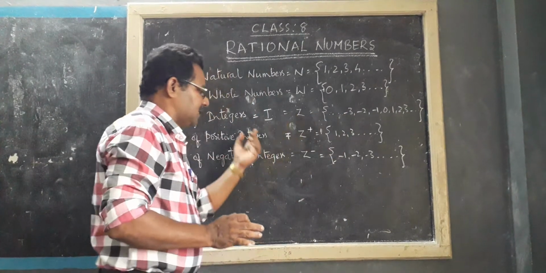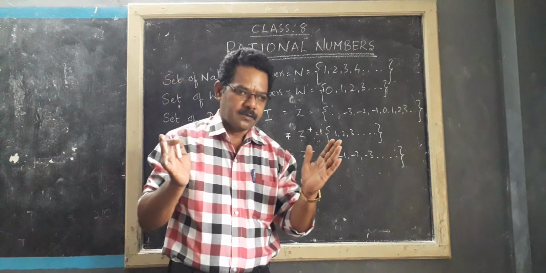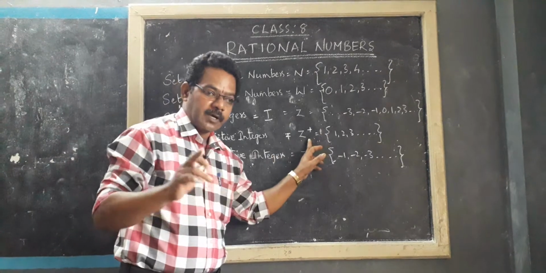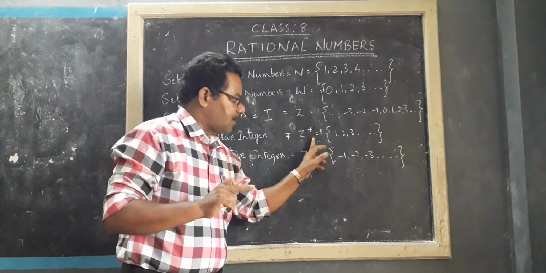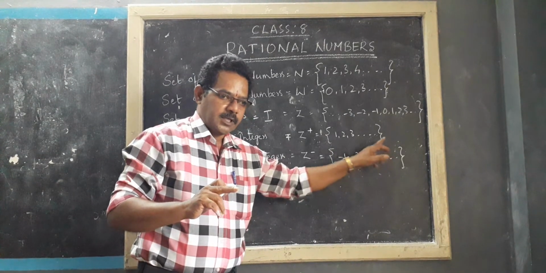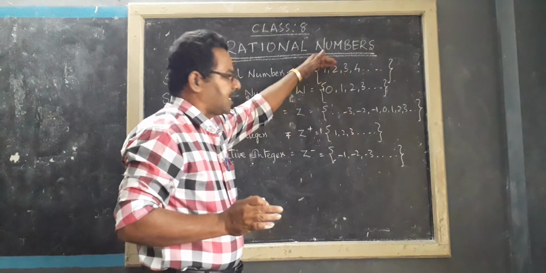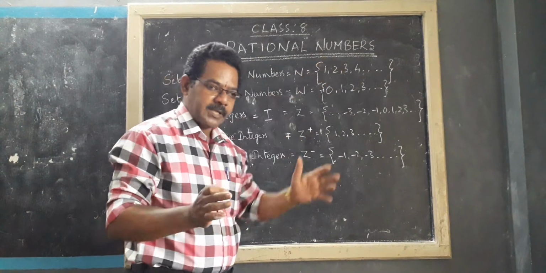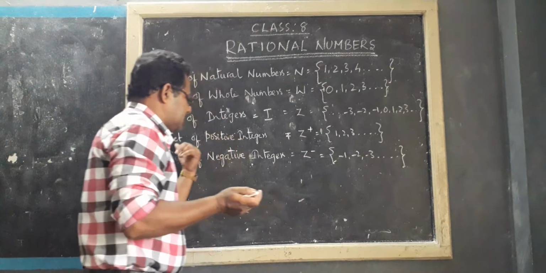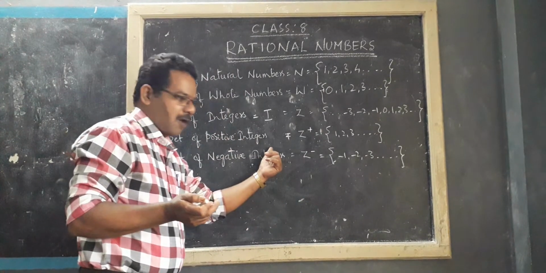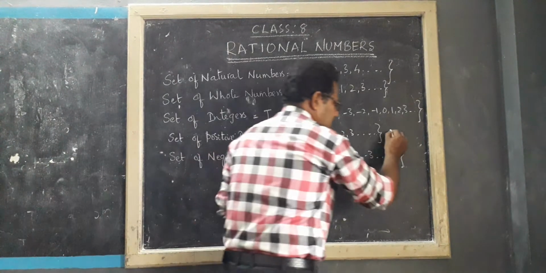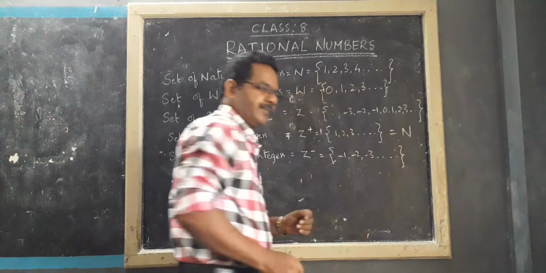In this set of integers, we can classify them into two parts. The first part is the set of positive integers, which we call Z plus. So Z plus is equal to 1, 2, 3 and so on. If you observe, this is similar to the set of natural numbers. That means all the natural numbers are positive integers. The set of positive integers, Z plus, we can also call the set of natural numbers.